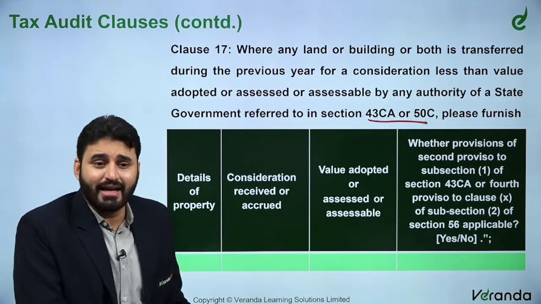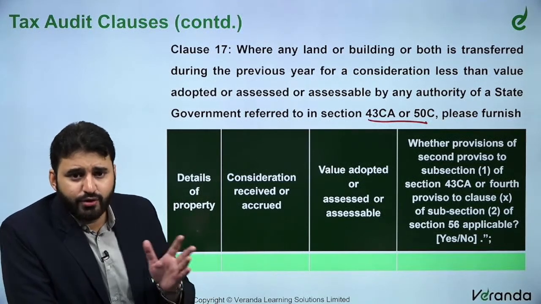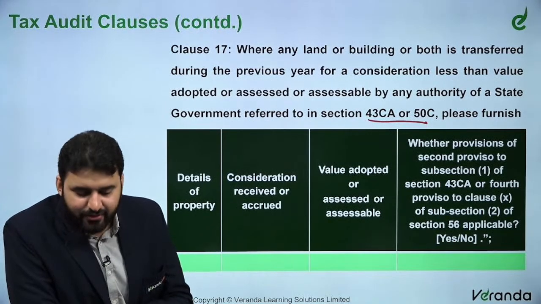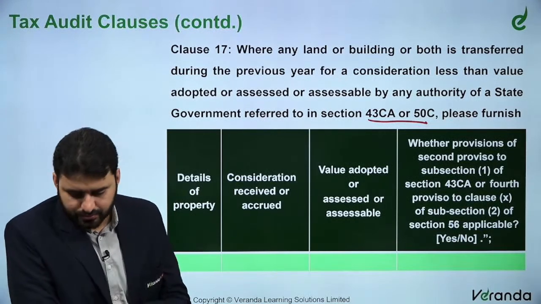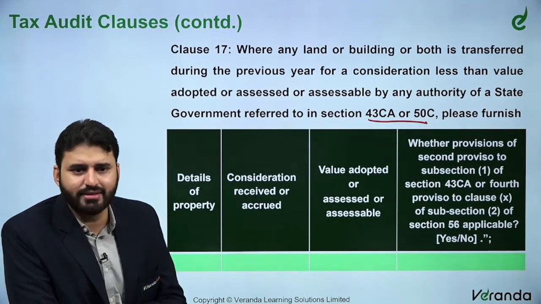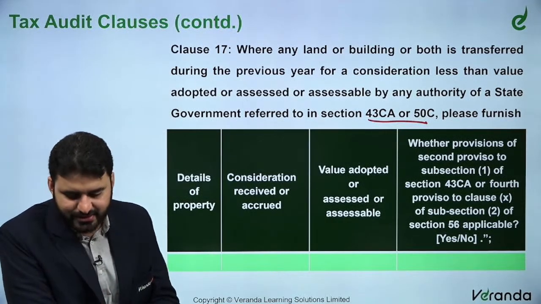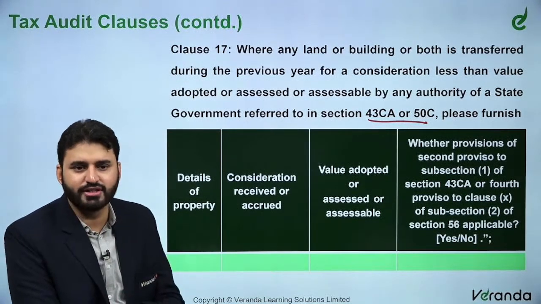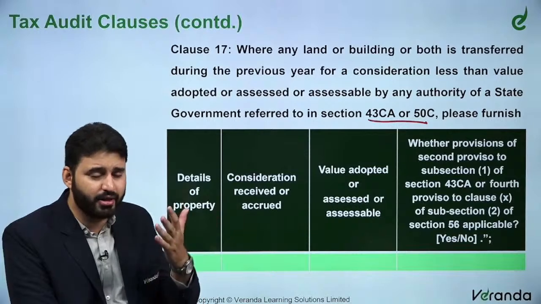So when any land or building, immovable property or both, is transferred during the previous year for a consideration less than the value adopted or assessed by any authority of a state government, refer to section 43CA or 50C, please furnish. Sir, what is this? Sir, I have transferred land. Again, you should know 43CA and 50C; it is very important from a final paper, an inter paper in your income tax law.